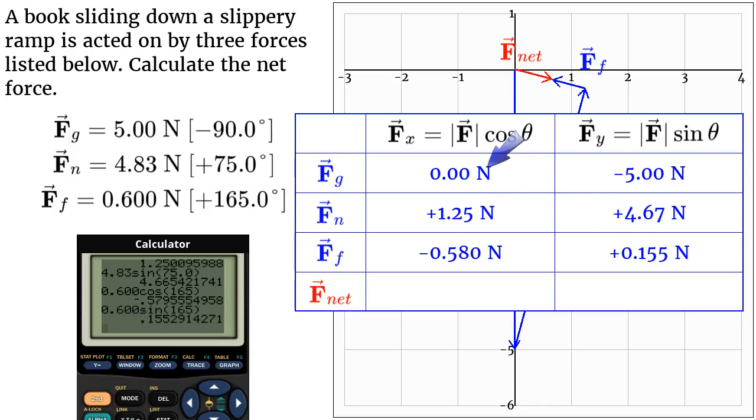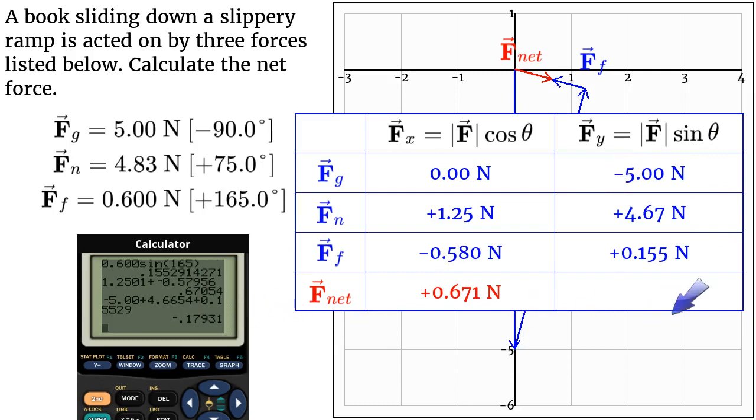So we're trying to calculate the total force. So we'll do the x calculation first. We'll add the x component of gravity, which is just 0, the x component of the normal force, and the x component of the force of friction. We'll do that on the calculator, and that will give us our total x force. Then we'll do exactly the same thing in the y direction. We'll add the three y components of the forces, and the calculator will tell us what the total is.